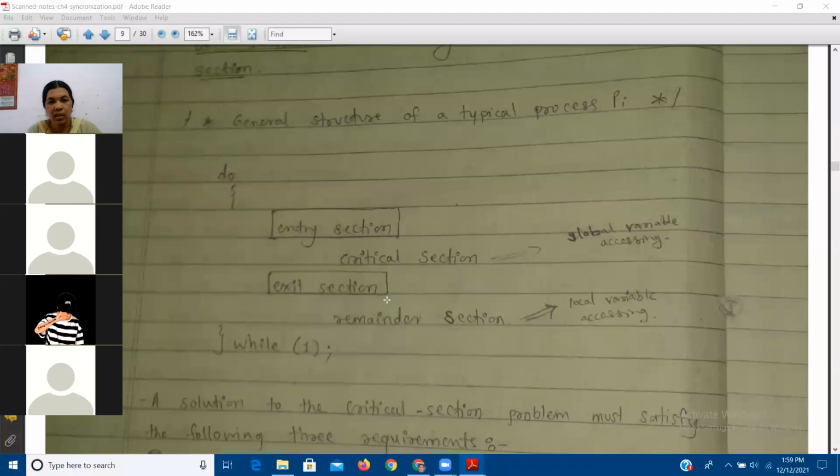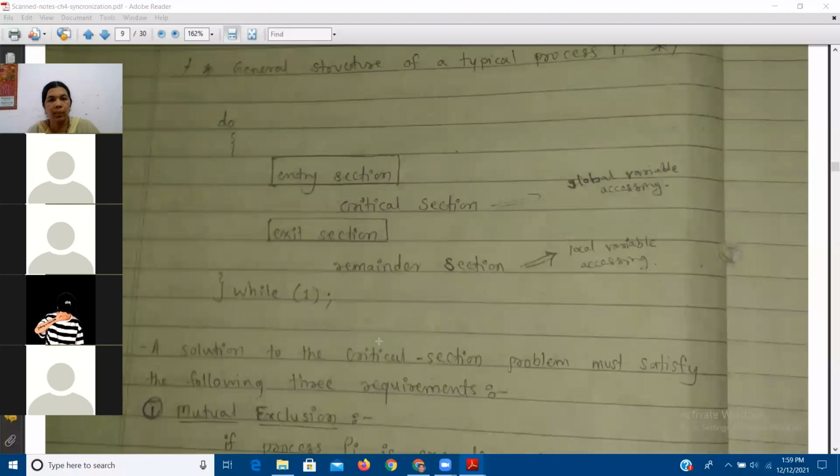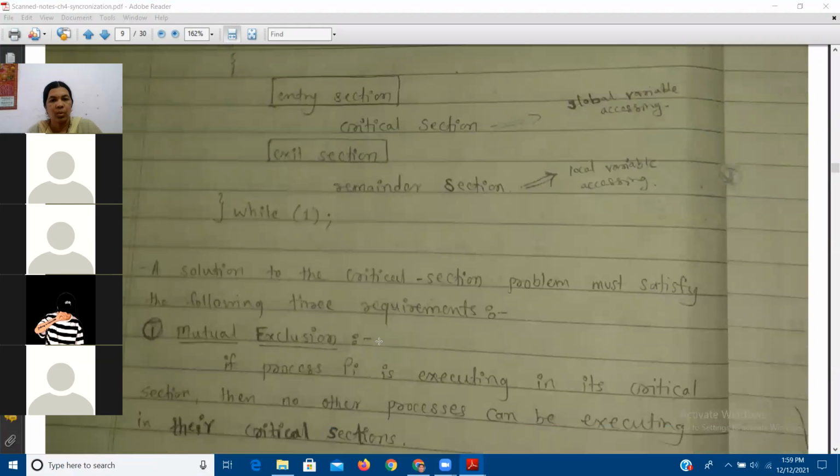To show what is done during the critical section: during the critical section, the process accesses the global variables, and during the remainder section, the process accesses the local variables. Okay, then write: a solution to the critical section problem must satisfy the following three requirements.